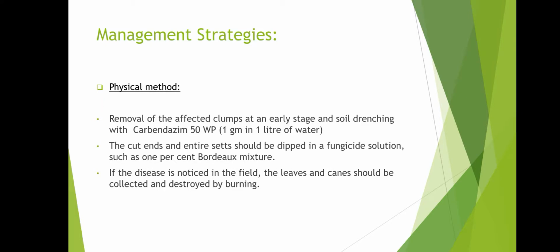Then the physical methods of management. Removal of the affected clumps at an early stage and soil drenching with carbendazim 50 WP, which is 1 gram in 1 liter of water. The cut ends and entire sets should be dipped in a fungicide solution such as 1% Bordeaux mixture. Well, the WP in the previous line means wettable powder. If the disease is noticed in the field, the leaves and canes should be collected and destroyed by burning.